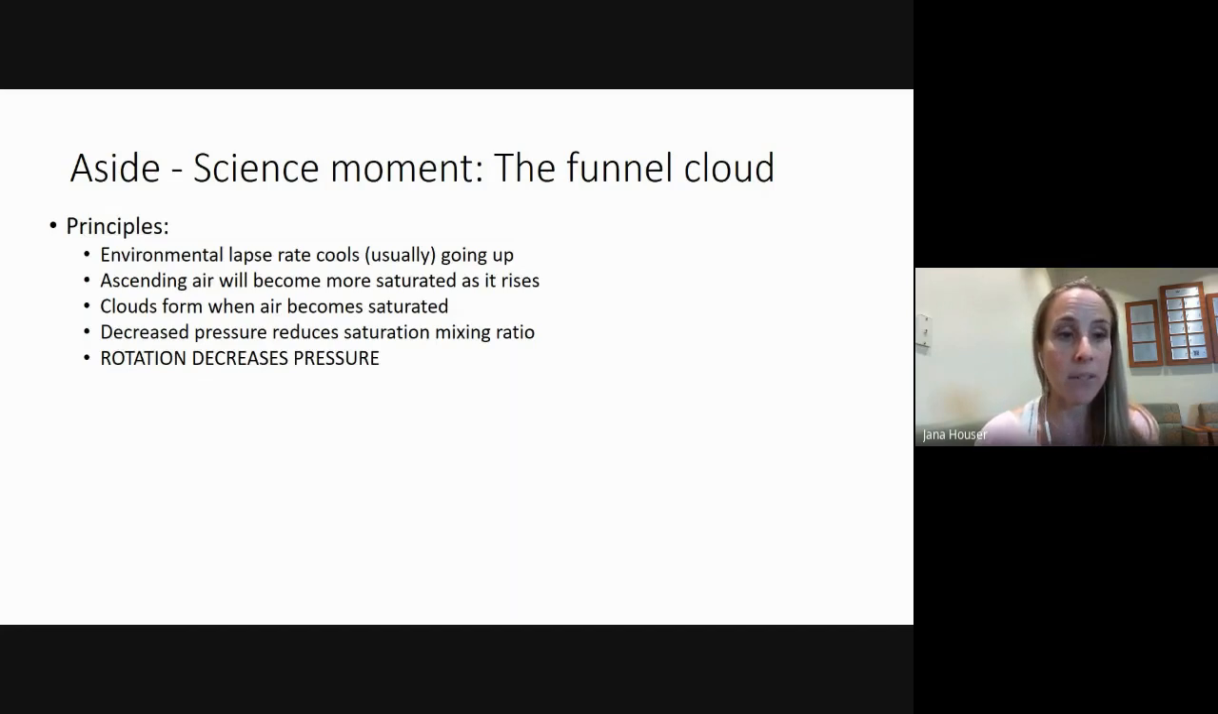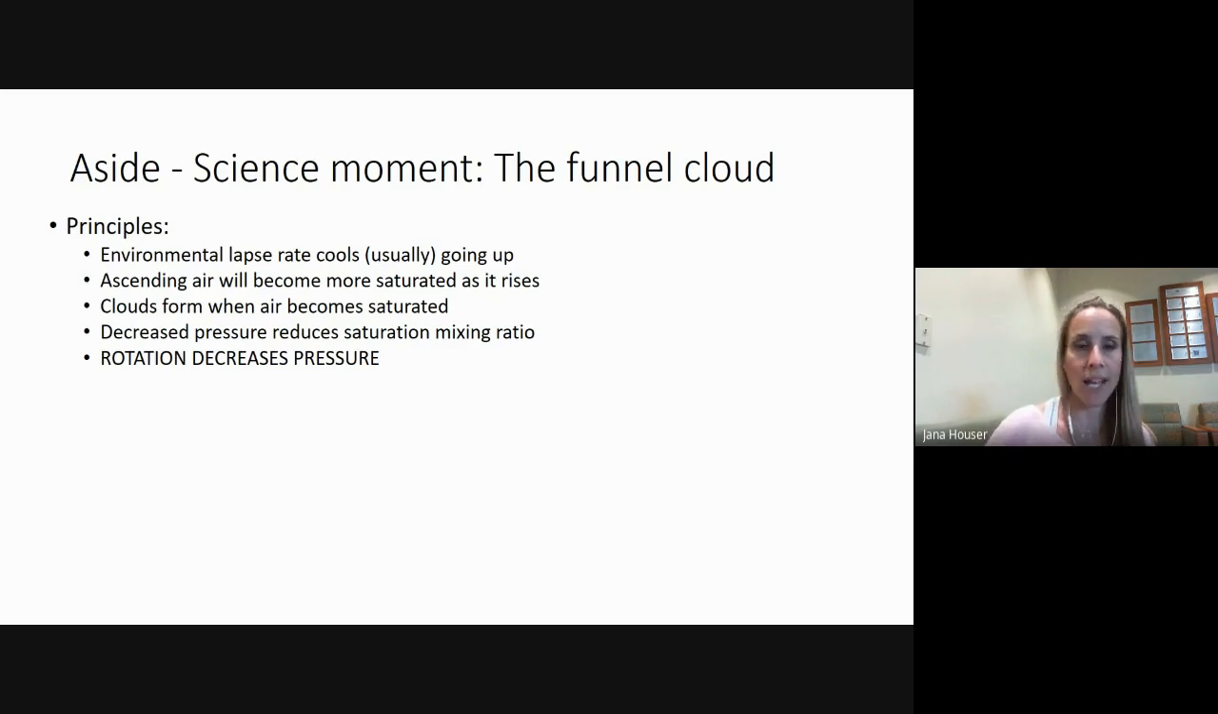Obviously, the environmental lapse rate implies temperatures cool as we go up. So if air is cooling as we go away from the surface, if we have air that's ascending and is also simultaneously adiabatically cooling, it is going to become more saturated as it rises. Clouds are going to form when we have air that's saturated. And here's a little bit of science that is specific to this funnel cloud tornado scenario. Decreased pressure reduces the saturation mixing ratio.